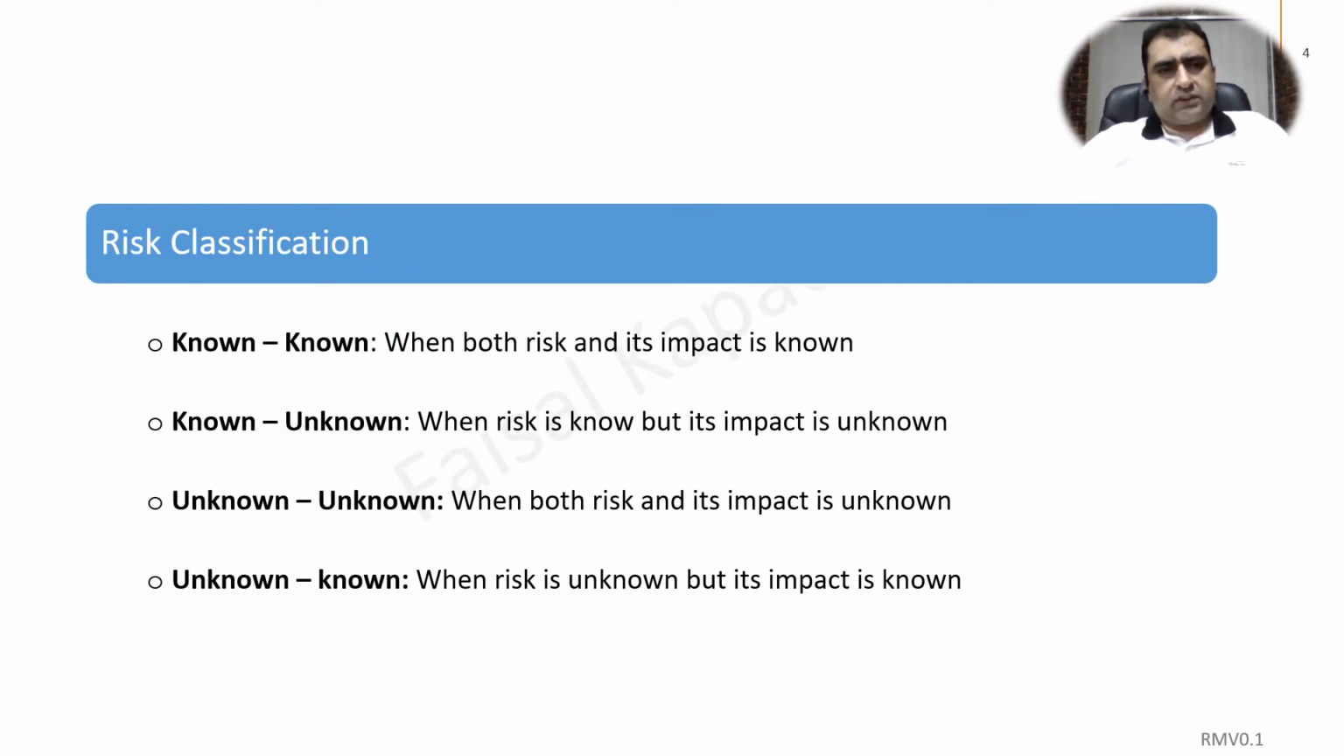So risks can be classified in four ways: known, when both the risk and its impact are known. The other classification is known unknown, when the risk is known but its impact is unknown. The third classification is unknown, when both the risk and its impact are unknown. And the fourth classification is unknown known, when the risk is unknown but its impact is known.